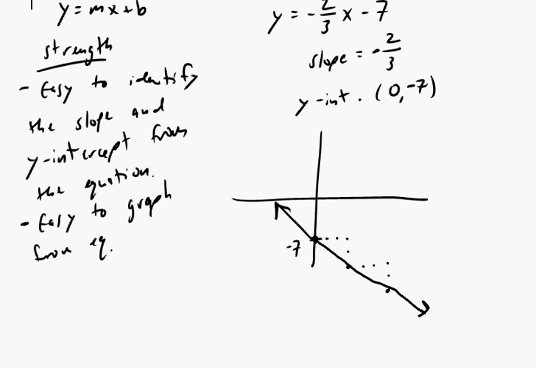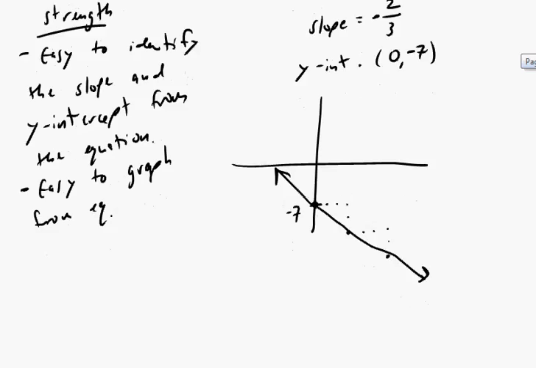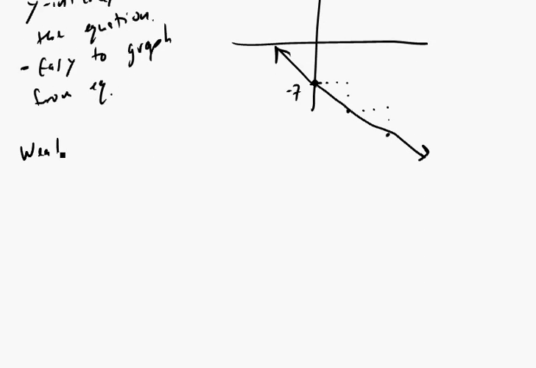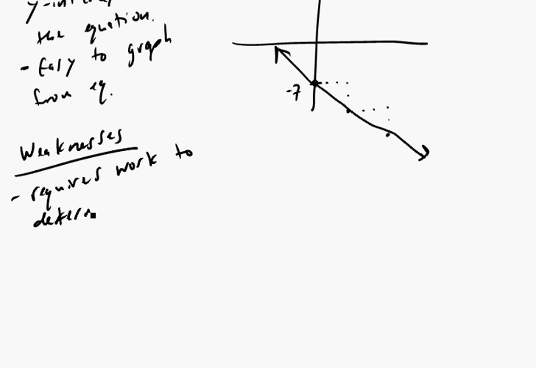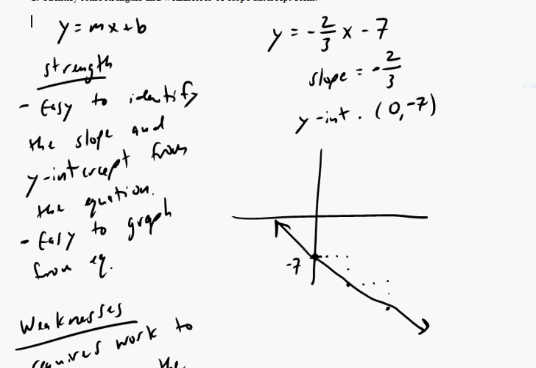Now, you might ask yourself, what are some of the weaknesses of this form? Well, one of the weaknesses is that it requires work to determine the x-intercept. So, for instance, this equation that I gave you, y equals negative 2/3 x minus 7, it's not immediately obvious what that x-intercept is. So, that would be a weakness. As we'll see soon, in some of the other forms, it's much easier to come up with the x-intercept.